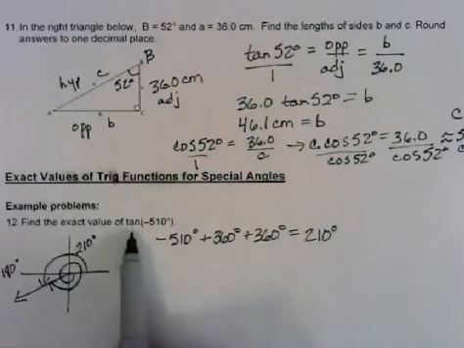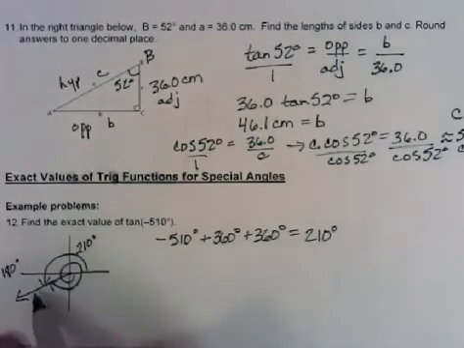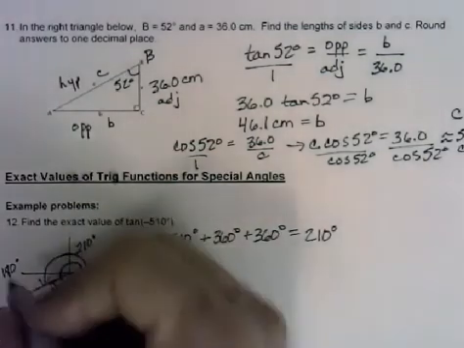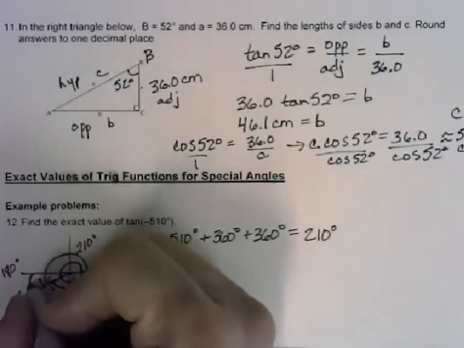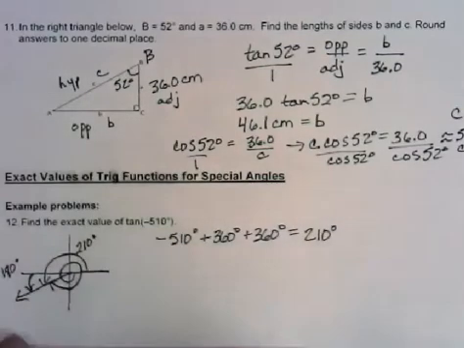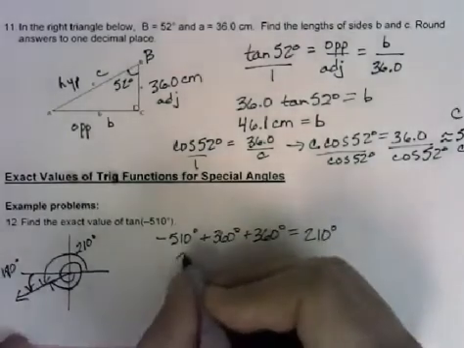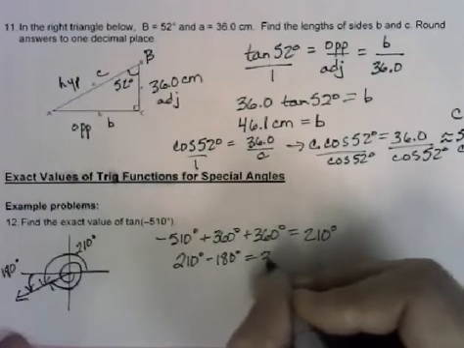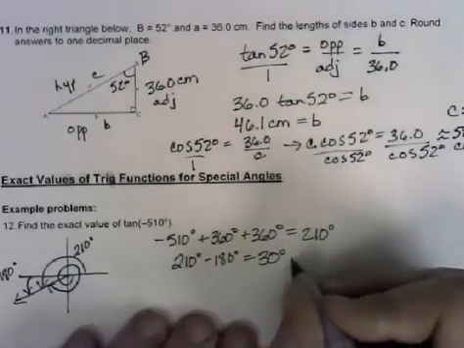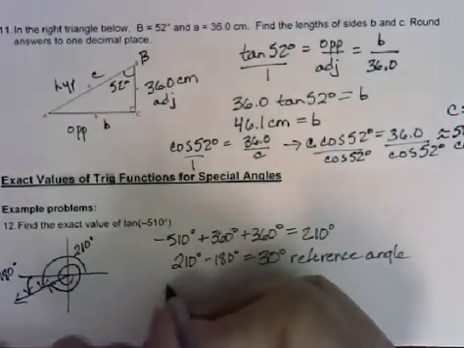Now, since I'm trying to find the value for tangent for this angle, I need to find the reference angle. I already know this is in the third quadrant, so my reference angle is going to be the positive measure angle from the x-axis to here. That means I can take my angle and subtract 180 degrees to get the reference angle. That gives me 30 degrees for my reference angle. Now I need to figure out the tangent of 30 degrees.